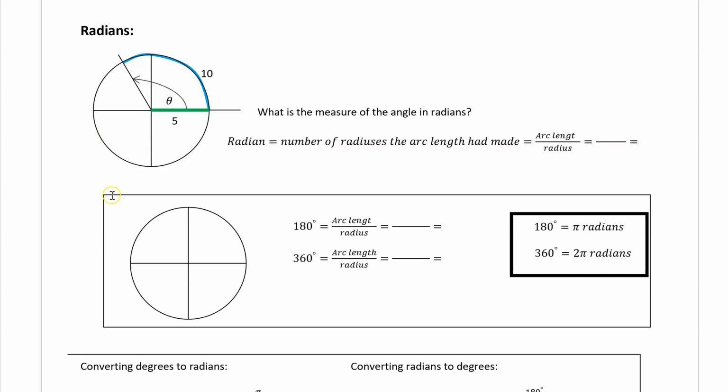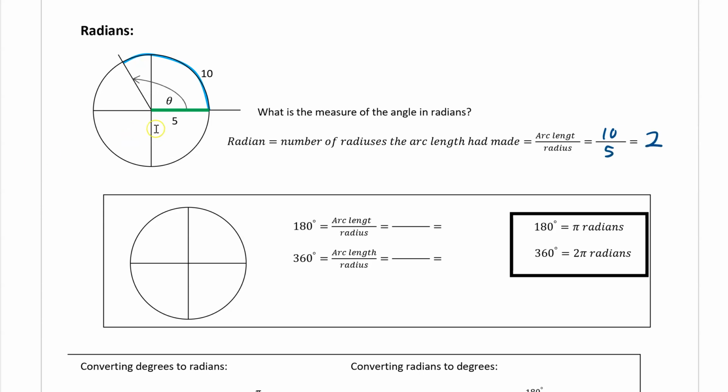So this video is about radians. And so right here, what is the measure of the angle in radians? We've been dealing with degrees and now it's radians. So we have an arc length here of 10 and a radius of 5. This will give us, if we divide them, 2.